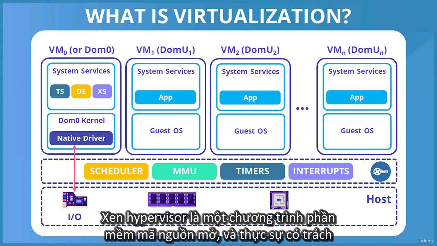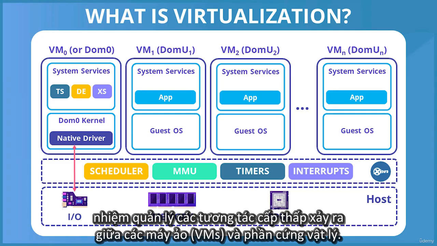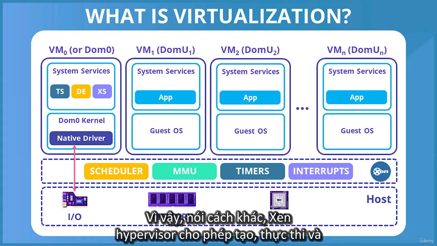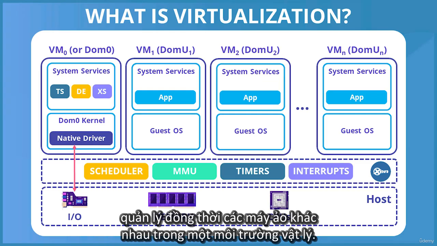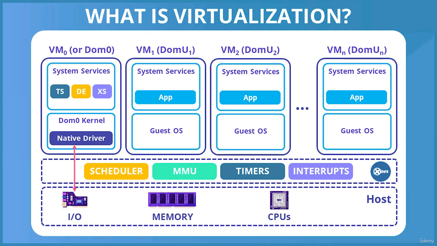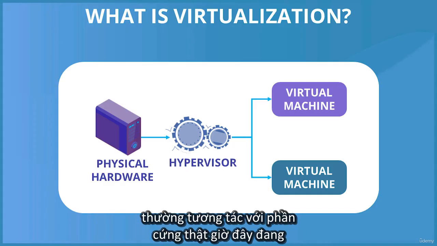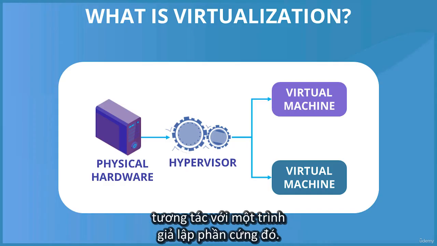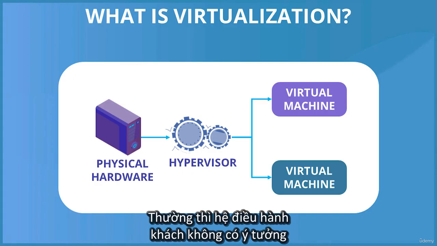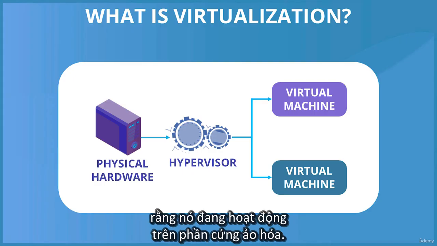The Xen hypervisor is an open-source software program, and it's actually responsible for managing the low-level interactions that occur between virtual machines, the VMs, and the physical hardware. So in other words, the Xen hypervisor enables the simultaneous creation, execution, and management of various virtual machines in one physical environment. So with the help of the hypervisor, the guest OS, normally interacting with true hardware, is now doing so with a software emulation of that hardware. Often, the guest OS has no idea it's on virtualized hardware.